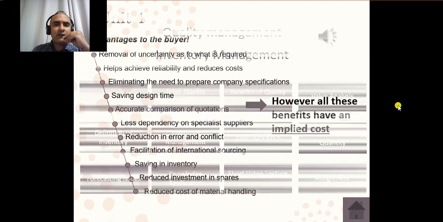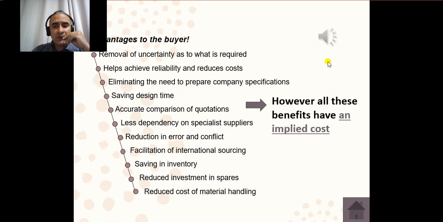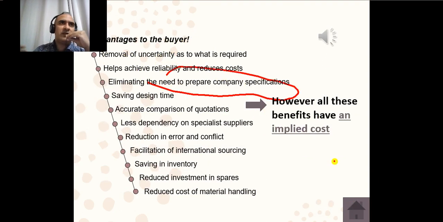Let's look at the benefits, the quality benefits or advantages to the buyer. So what happens in here is that when we have higher quality in terms of the supplies, there's removal of uncertainty, because we don't know whether the product will perform or not. We will have certain areas like also the elimination of preparing company specifications. We don't need to be so specific. We already prepared the specification one time, and that is more than enough. We will save time. We will have more accurate quotations, and in general there's many of the benefits.